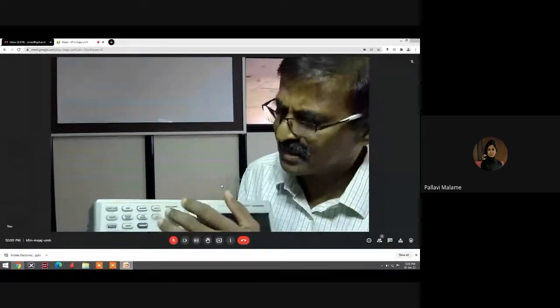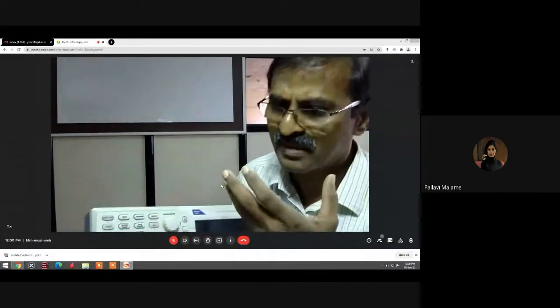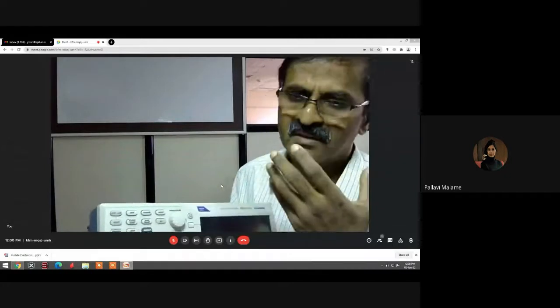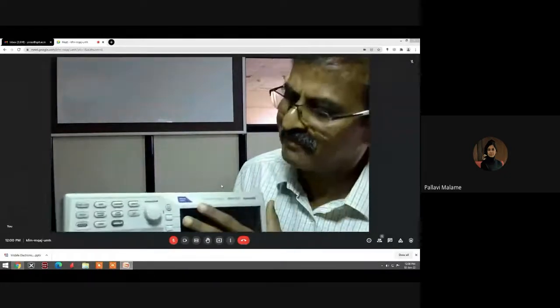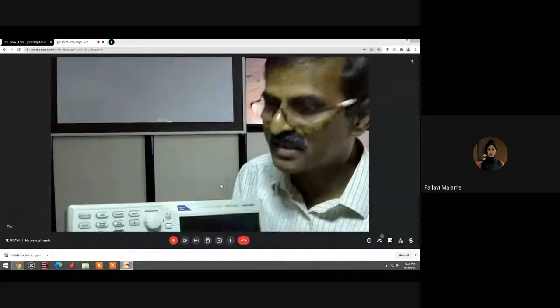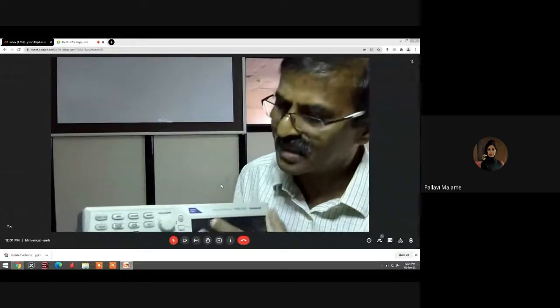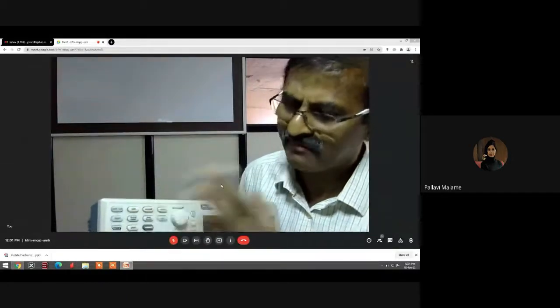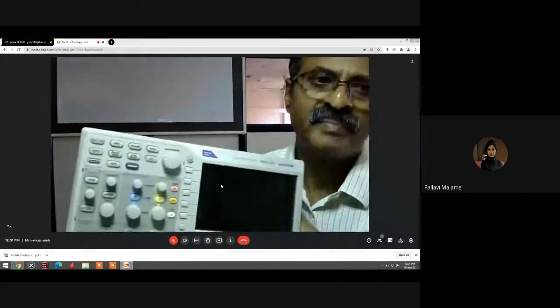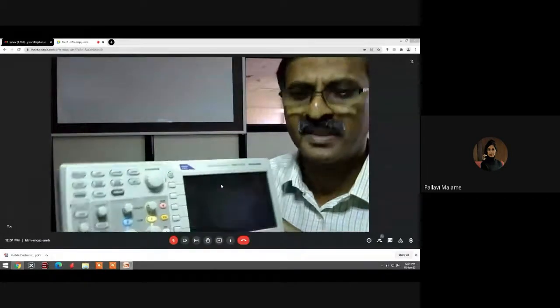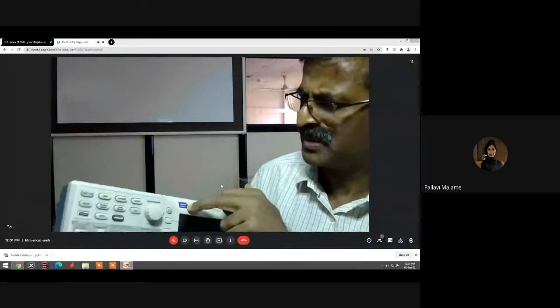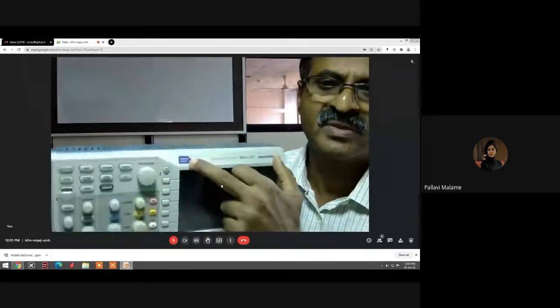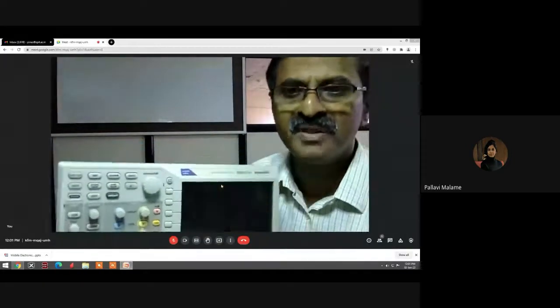As I told you, there is an inbuilt facility for storing the waveform and analyzing the waveform, measuring the signal, and so on. So all those things are available here. Basically, a CRO you get based on the bandwidth, right? For example, this is 100 megahertz. You get 50 megahertz, 20 megahertz.